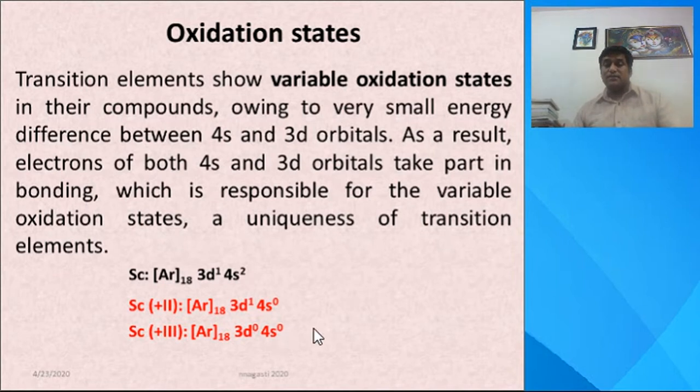But the question is, can it happen so? Can electrons be lost from both 4s and 3d also? The answer is yes. Why? A very small energy difference between the 3d and 4s orbitals leads to this, where electrons can be lost both from 4s and 3d.